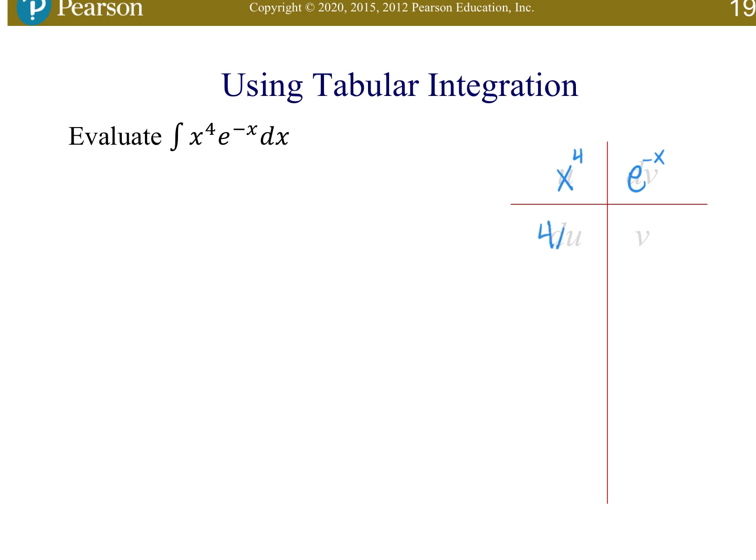So this would be 4x cubed. And then the antiderivative on the other side is negative e to the negative x. And then we'll do the next round, one derivative and one antiderivative. So 12x squared and positive e to the negative x. And then one derivative and one antiderivative, so 24x and negative e to the negative x. And then 24, one derivative and one antiderivative. And then finally, one derivative and one antiderivative.